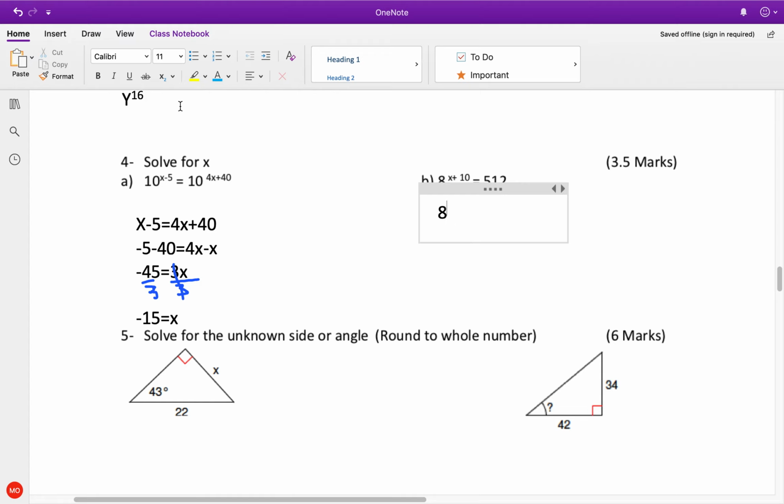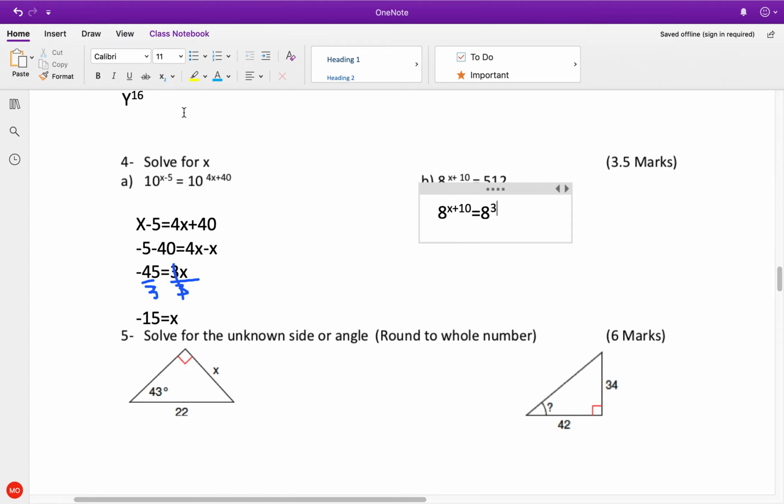To the power of x plus 10. Now we need a similar base here, right? So we have 8. So let's figure that out. So we just plug in 8 into our calculator, and let's go take a shot at 3. 8 to the power of 3 equals, well, 512. So we're going to replace this with 8 to the power of 3. And there's our similar bases.